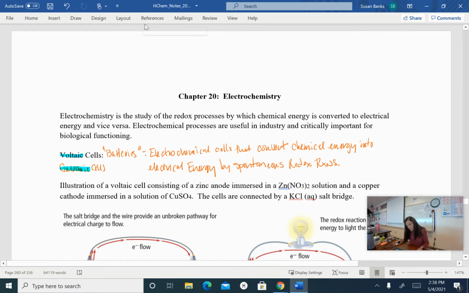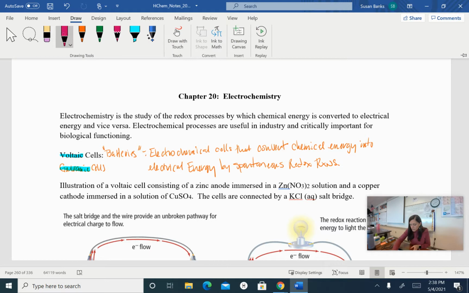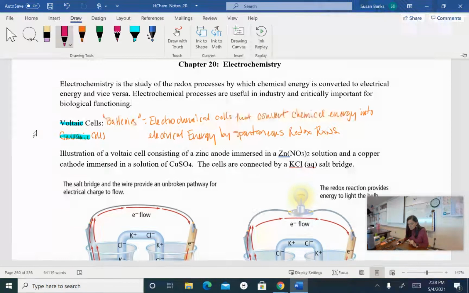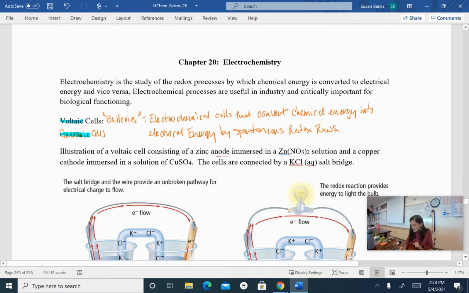Okay? So, we have an illustration down here of voltaic cells consisting of zinc anode, and we'll talk about what an anode means really quickly in a minute, immersed in zinc 2 nitrate solution, and a copper cathode immersed in a solution of copper 2 sulfate. The cells are connected by a potassium chloride bridge, aqueous salt bridge. Okay, now I'm going to go and we're going to piece apart all of the things that are going on in this cell.